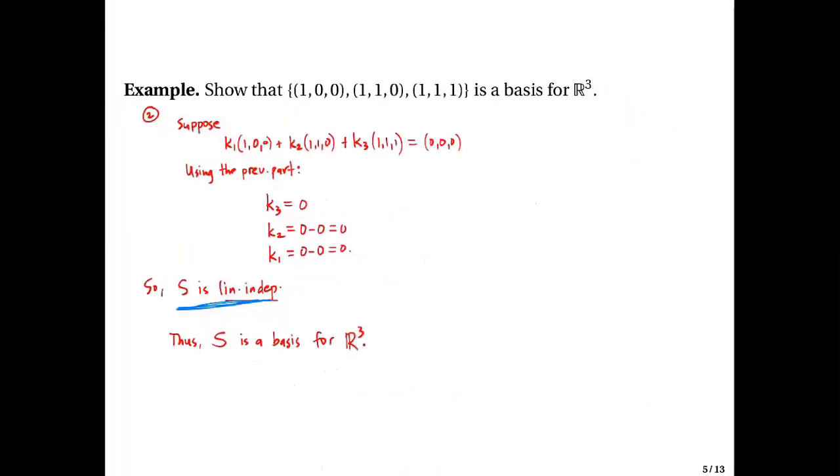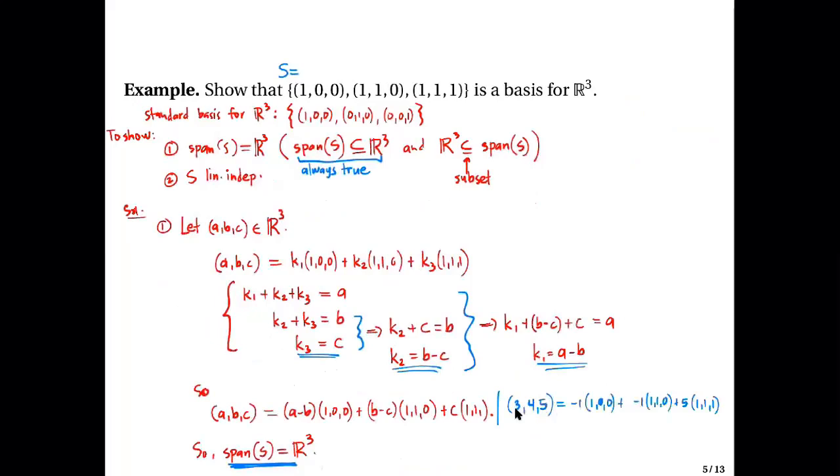In Rn, say in R3, we use this vector 3, 4, 5. Using these elements 1, 0, 0, 1, 1, 0, 1, 1, 1, this is the only way that you can write 3, 4, 5. There are no other ways, again, using these elements in the basis. If you get another vector, you use this formula here. That's the only way you can write the vector using these basis elements.